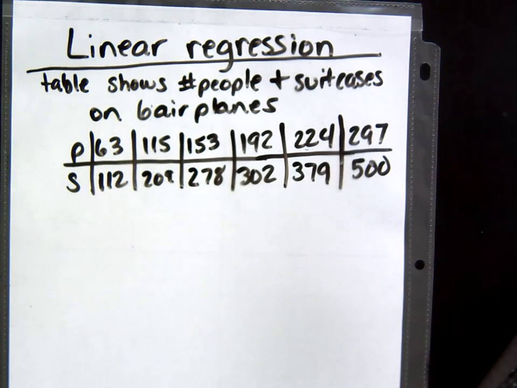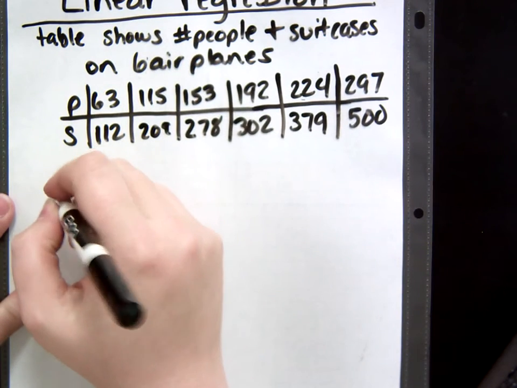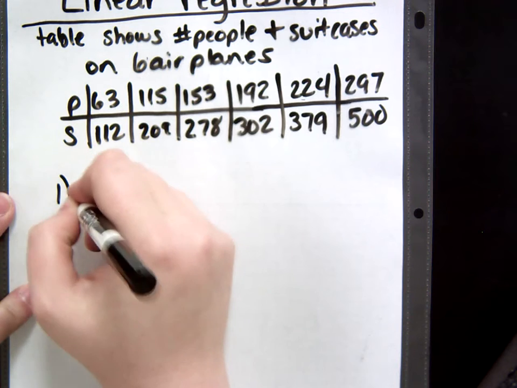So let's take a sample problem. We have a table that shows the number of people and the number of suitcases on 6 different airplanes. And we want to write an equation that best represents the situation so we can use it to make predictions. So maybe an airline needs to make sure that they've got enough room for the suitcases on the plane, something like that.